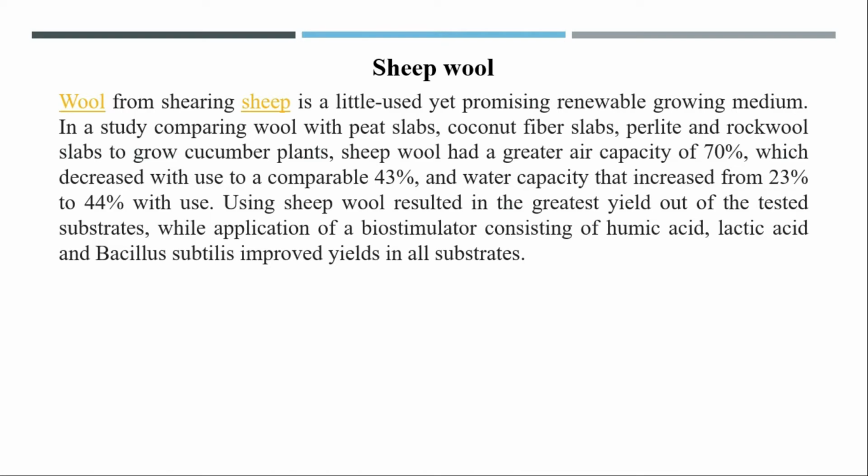Sheep wool. Sheep wool is also an important medium that we can use for the hydroponic system. It is compared with peat slabs, coconut fiber slab, perlite and rock wool slabs to grow cucumber plants. Sheep wool had a greater air capacity of about 70%, which decreased with use to a comparable 43%, and water capacity that increased from 23 to 44% with the application of a biostimulator consisting of humic acid, lactic acid and bacillus substance, which improved yield in all substrates.